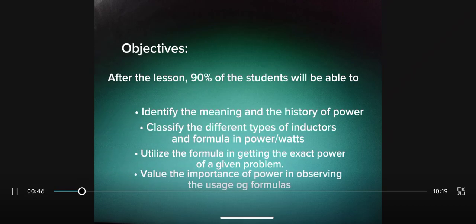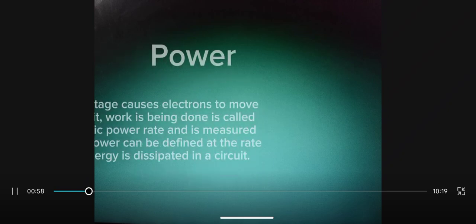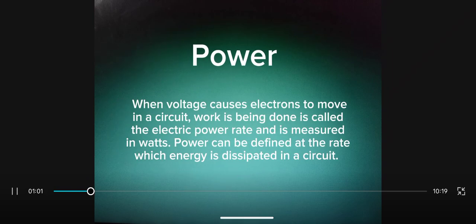Now, let's have our objectives. After the lesson, 90% of the students will be able to. Power. When voltage causes electrons to move in a circuit, work is being done. This is called the electric power rate and is measured in watts. Power can be defined as the rate at which energy is dissipated in a circuit.